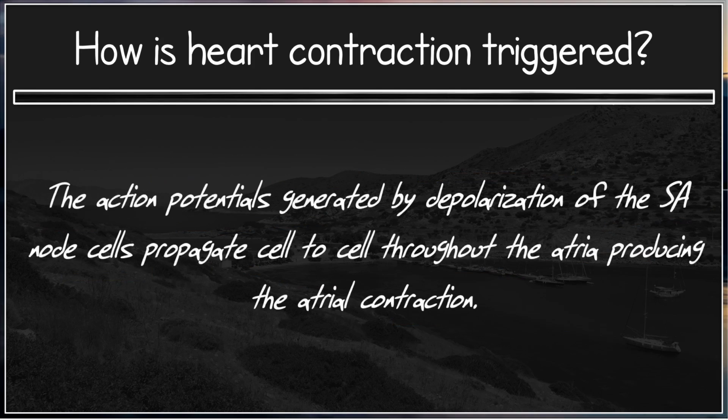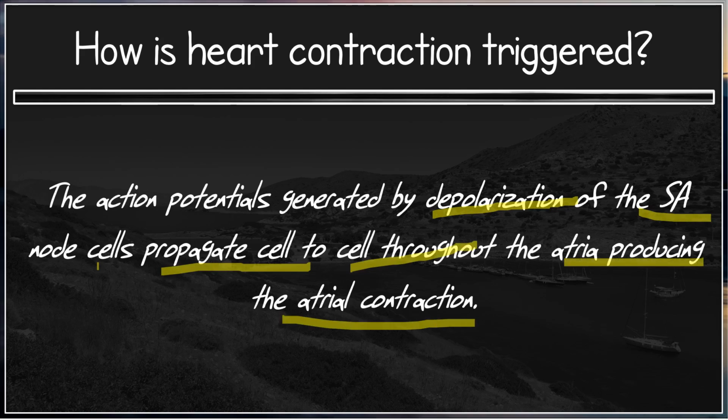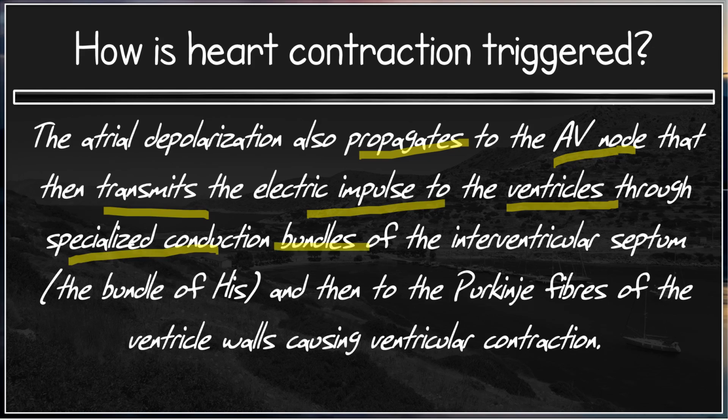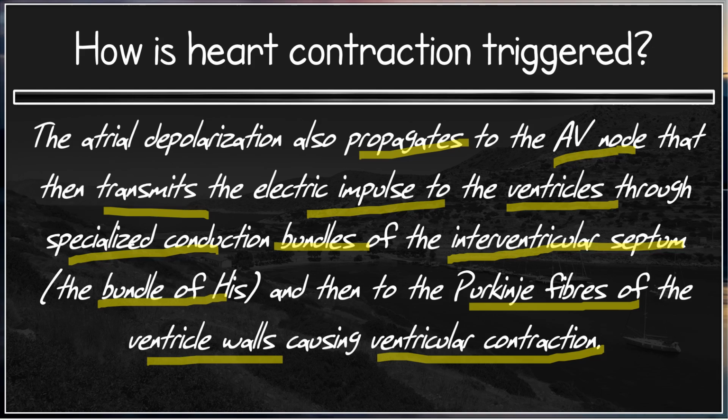The action potential generated by depolarization of SA node cells propagates cell-to-cell through the atria, producing atrial contraction. The atrial depolarization also propagates to the AV node that transmits the electrical impulse to the ventricle through specialized conduction bundles of the interventricular septum, or the bundle of His, and then to the Purkinje tissue of the ventricle wall, causing ventricular contraction.